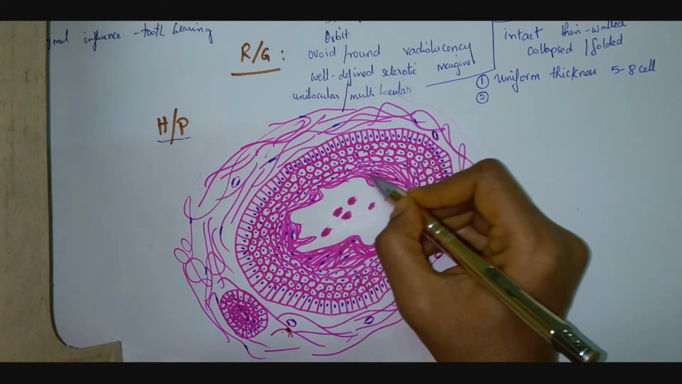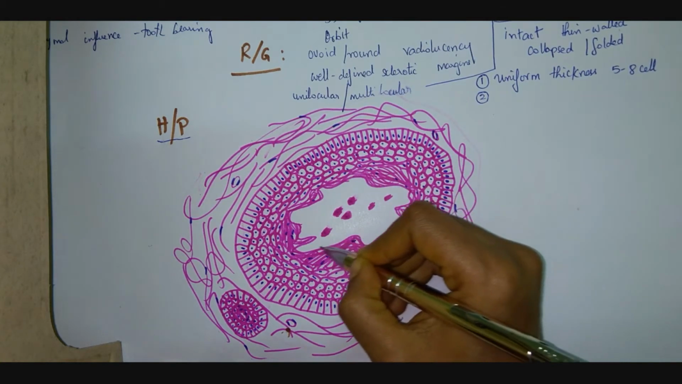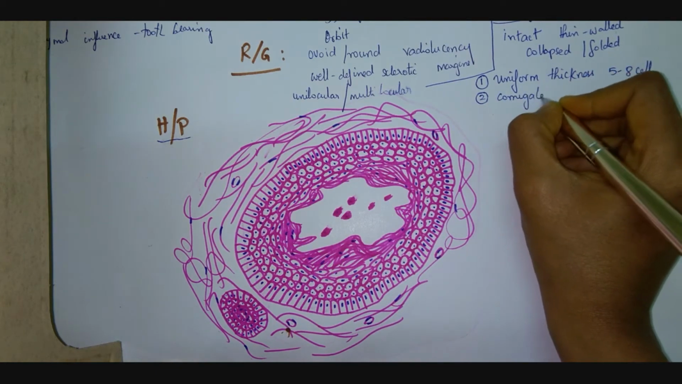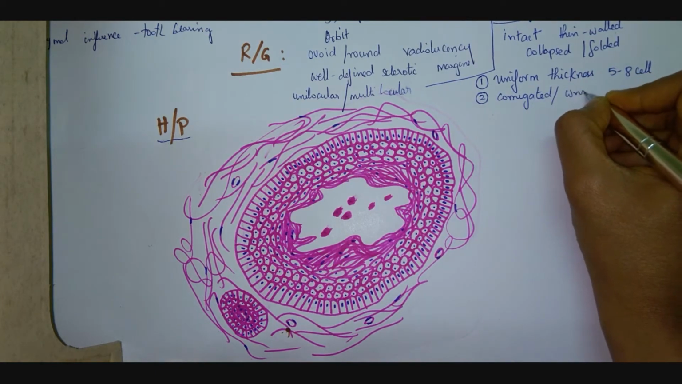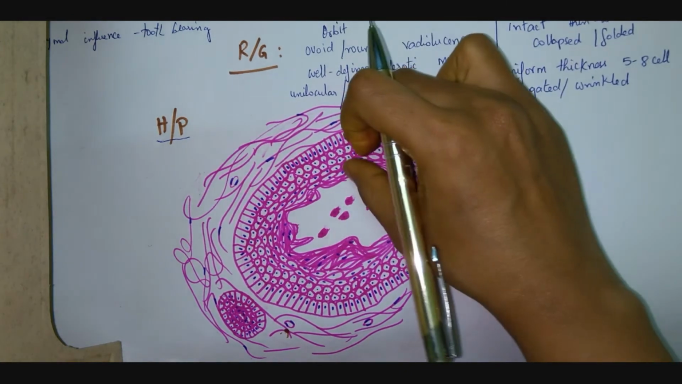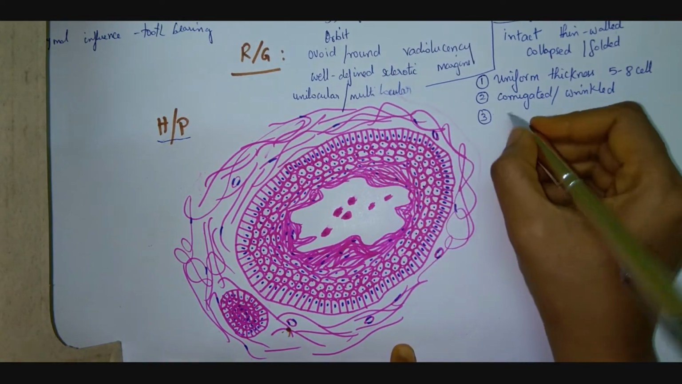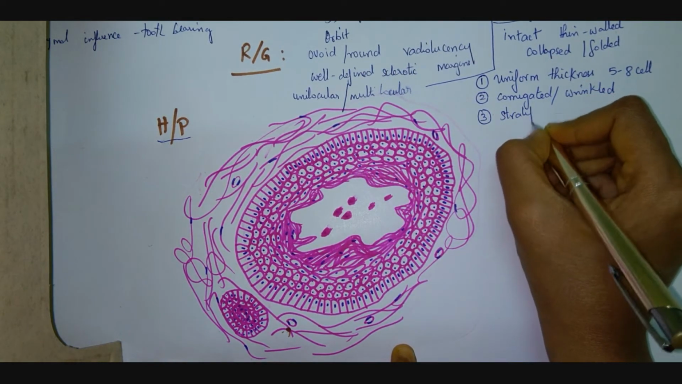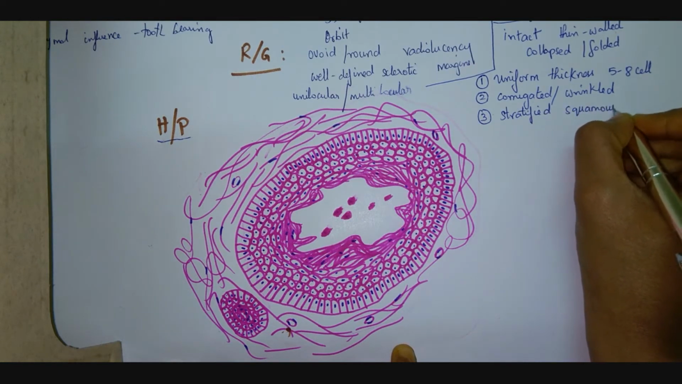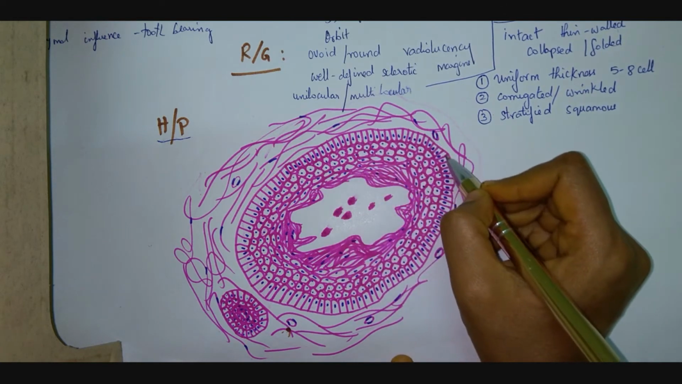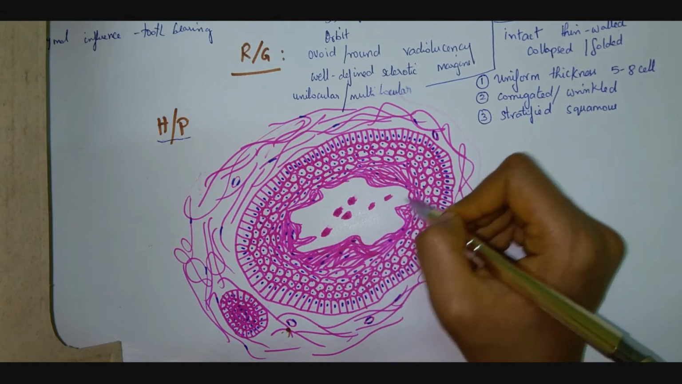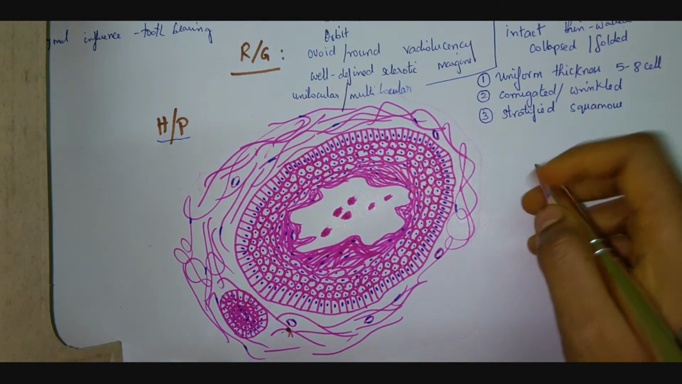How is the keratin surface? The surface keratin layer is usually corrugated in appearance, or you can also call it wrinkled in appearance. Then what type of epithelium is this? This is a stratified squamous epithelium. So, we can describe it as 5 to 8 cell layer thickness of uniform stratified squamous epithelium, with the keratin layer being corrugated or wrinkled in appearance.